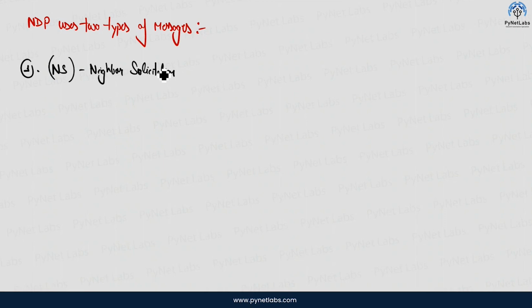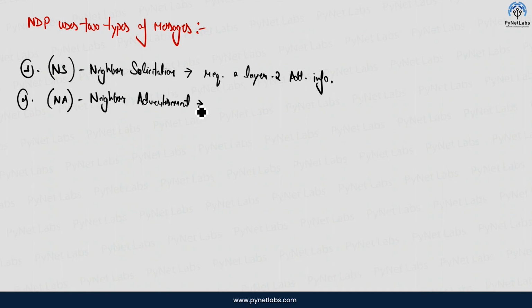And this neighbor solicitation is nothing but it requests layer 2 address information. So this is one thing. The second thing we have is NA, which is neighbor advertisement. Now this neighbor advertisement is nothing but the reply of the layer 2 information, which is requested by the neighbor solicitation message.